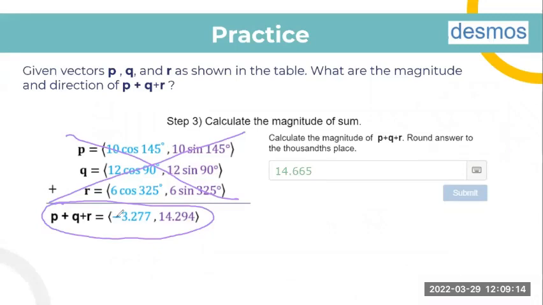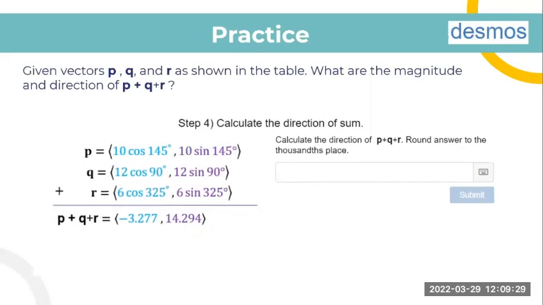When we take negative 3.277 squared plus 14.294 squared, we add them together, take the square root, we do indeed get 14.665, rounded to the thousandth place, for our magnitude.